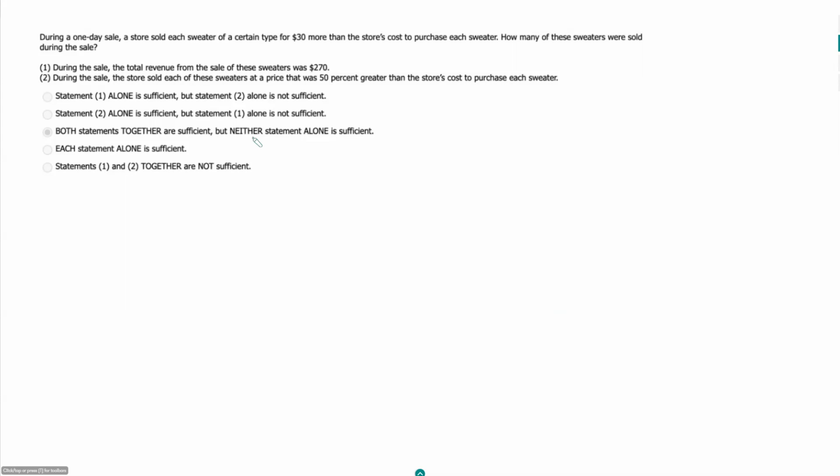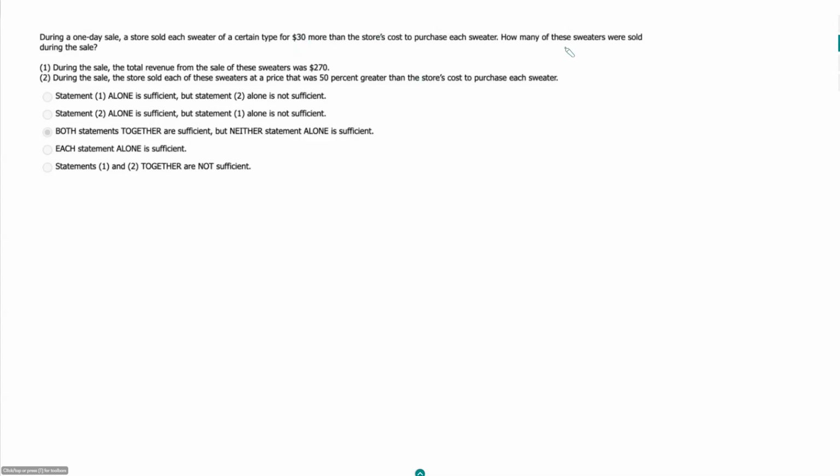During a one-day sale, a store sold each sweater of a certain type for $30 more than the store's cost to purchase each sweater. How many of these sweaters were sold during the sale? So we know from our prompt that our profit on each sweater was $30.